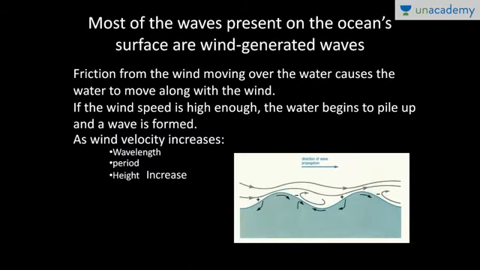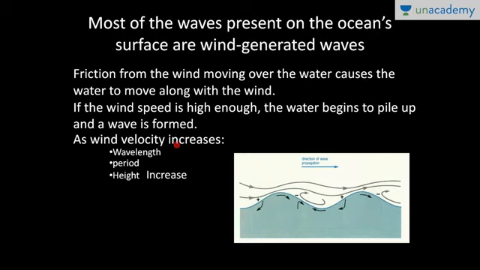Okay. Now, what is the reason behind these waves? Now, see, most of the waves are generated due to the wind. These winds blowing over this water surface actually drive these waves, right? So, friction from the wind moving over the water surface causes the water to move along with the wind, right? Now, how does it happen? See, if the wind speed is high enough, the water begins to pile up, right? And then it will form the crest and trough, okay? And that produces a wave.